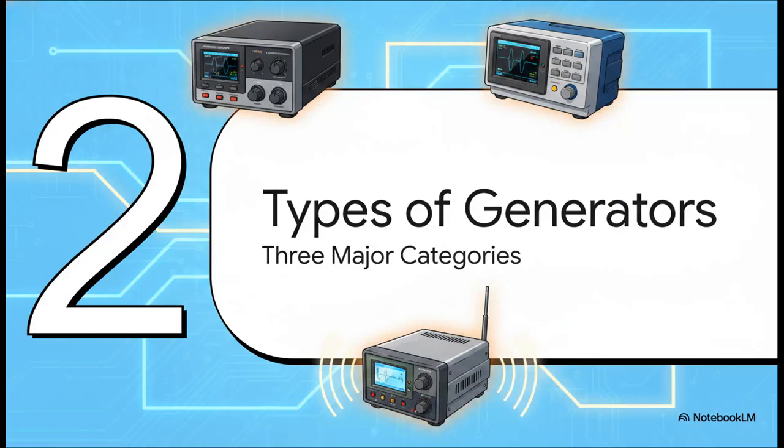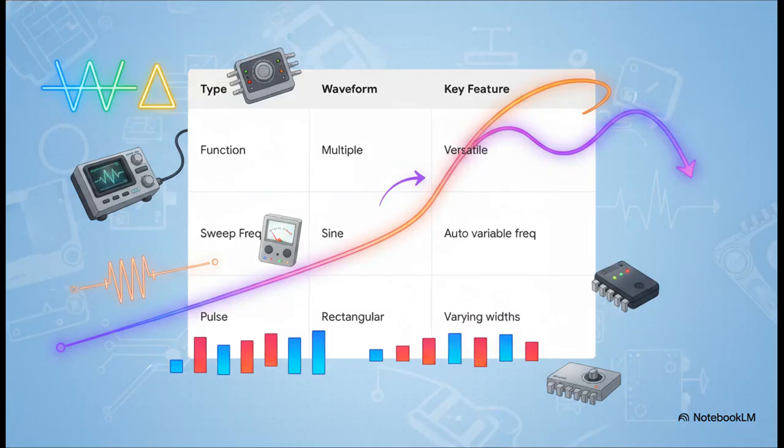Section 2. Types of signal generators. Now, not all signal generators are built for the exact same job. First up, we have the function generator. This is your classic all-rounder, creating multiple types of waves for general lab work. Next is the sweep frequency generator. This one is really cool because it maintains a constant amplitude but automatically sweeps its frequency back and forth, making it absolutely perfect for testing the frequency responses of filters. Finally, there's the pulse generator, which exclusively pumps out rectangular pulses with varying widths. That one is absolutely essential if you're testing digital circuits.